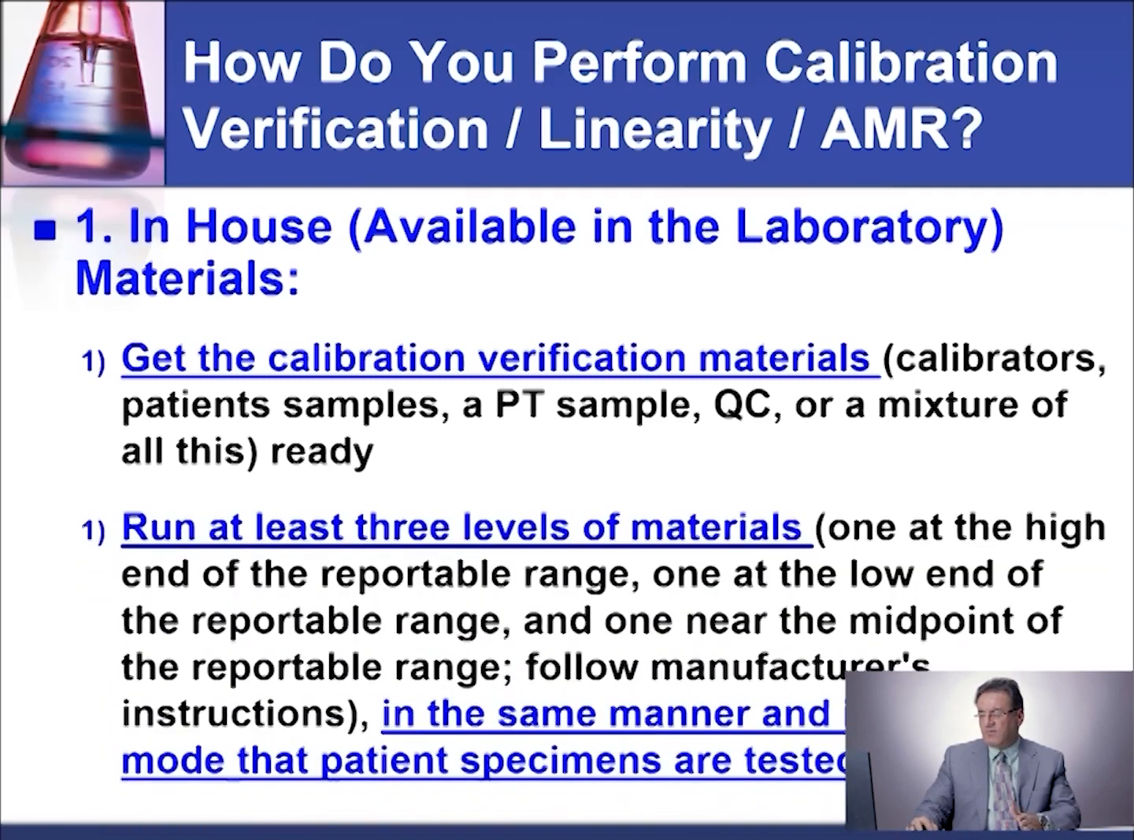Run at least 3 levels of material. One should be low, one high, and one at midpoint that span the range. So, like say, if you have a range around, say, from 10 to 100, then you need one around 10, one around 100, one around 50. Okay. So you run these material the same manner and in the test mode that you do run patient samples.